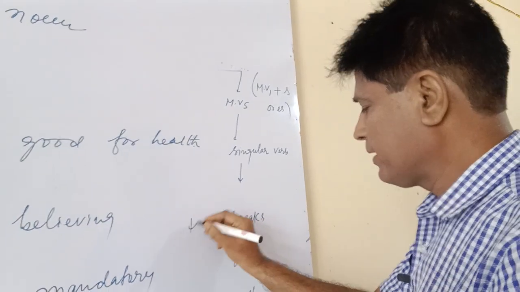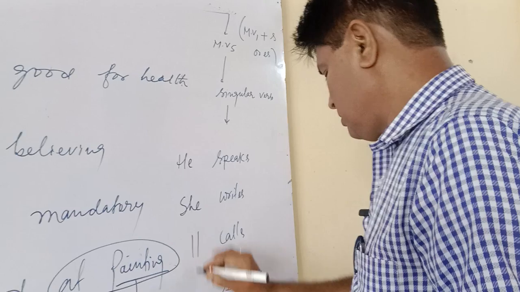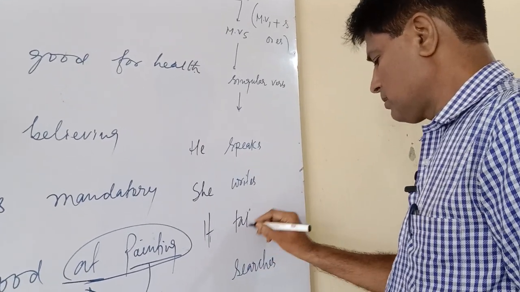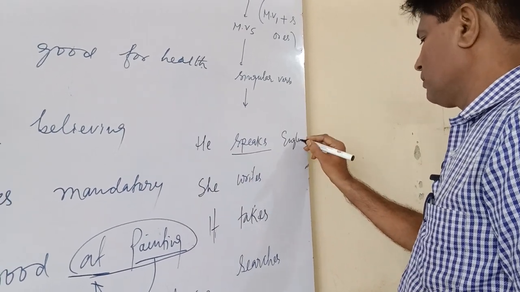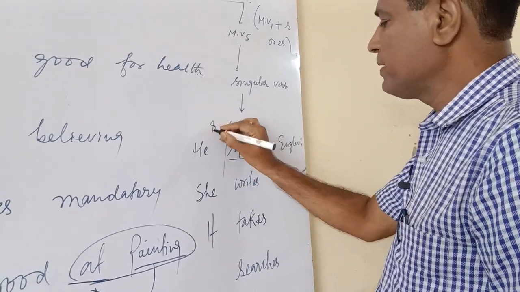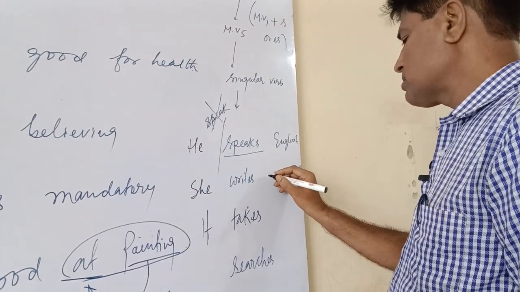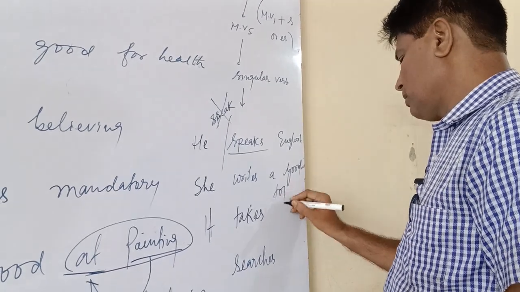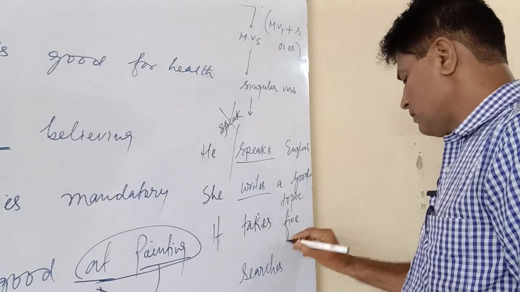Let us learn the last form of the main verb, friends. If you use he, she or it, it takes s, not the base form. He speaks English. With that you can't use he speak English. If you write speak it will be wrong. He writes a good topic. Writes. It takes 5 minutes.